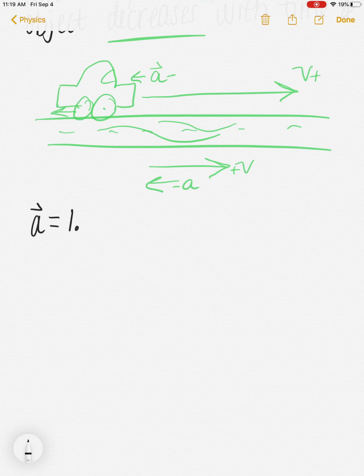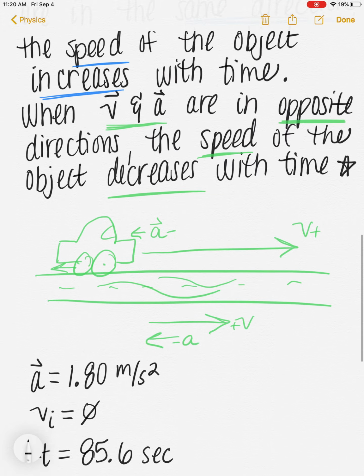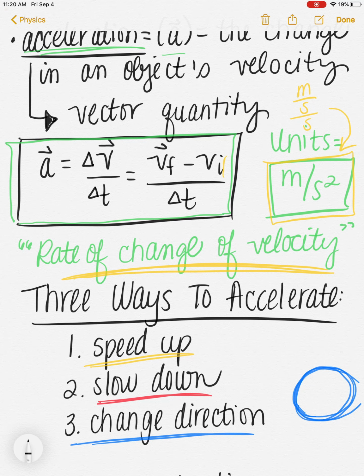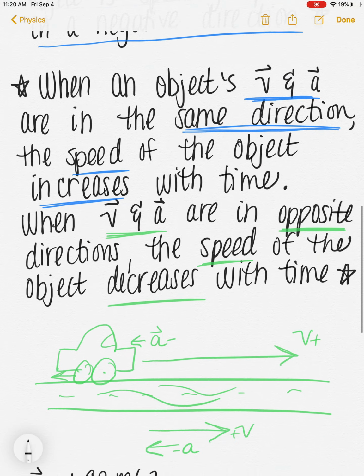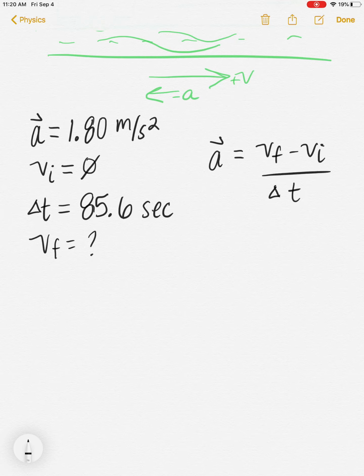Okay, so things that I just told you, let's write them down. The acceleration that this vehicle is undergoing is 1.80 meters per second squared. We know that it's going to start at rest, so its initial velocity is 0, and then it's going to take a time frame of 85.6 seconds to reach that top end speed. So let's go back and look at our equation here for acceleration. They are asking us to find how fast would it be going at the end. Okay, so we need to find Vf. Our equation says acceleration is equal to Vf minus Vi over t.